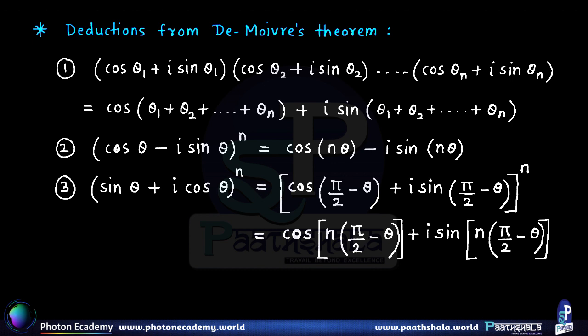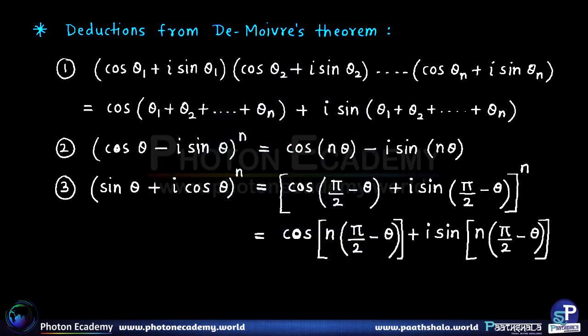Secondly, we have (cos theta minus i sin theta) whole raised to n is equal to cos n theta minus i sin n theta. So basically if the middle term is negative, then the middle term in the right hand side is also negative.